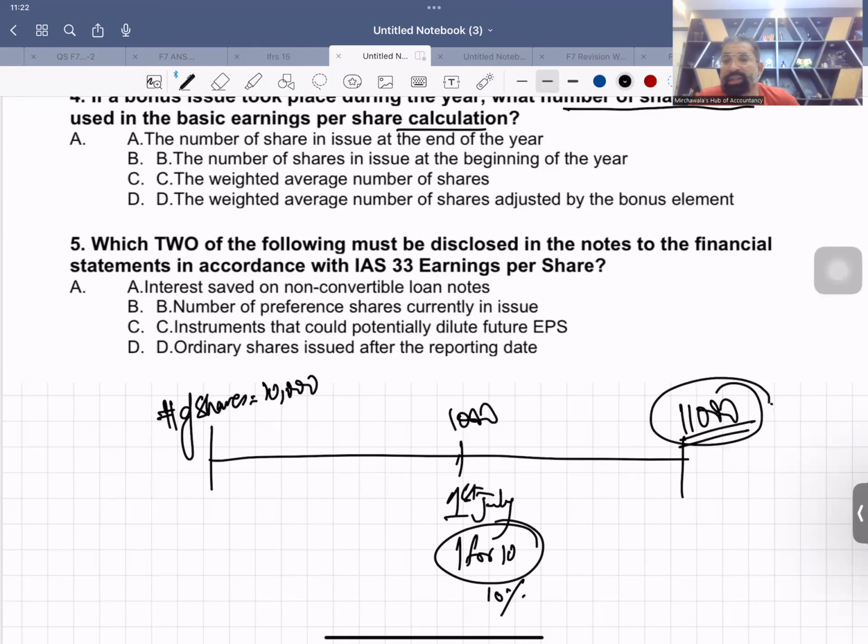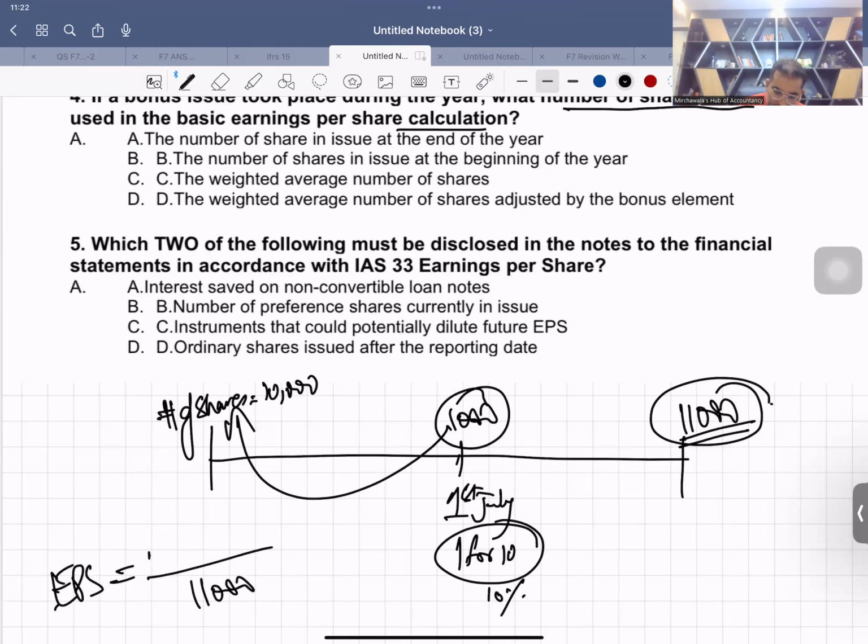At the year end, the real shares are 11,000, because you have issued new bonus shares, so they are part of your shares. Now hope you remember the lectures. In bonus issue, bonus shares are always adjusted from the beginning of the year. So this is 10,000 plus 1,000. That means in the EPS fraction, you will be using 11,000 shares in the denominator.